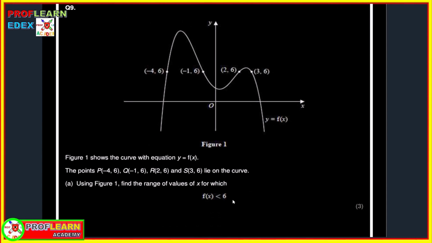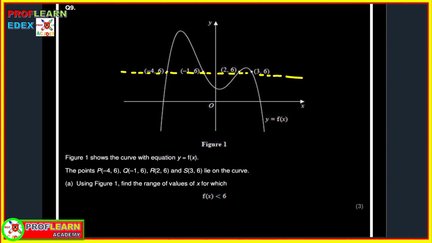The last question for this video, we are going to look at this figure whereby we are told that the figure shows the curve with equation y equals f of x, and we are given the points P is negative 4, 6. We have another point there, negative 1, 6. We have 2, 6. We have 3, 6. And I can draw a straight line across that passes through the y-axis at 6.